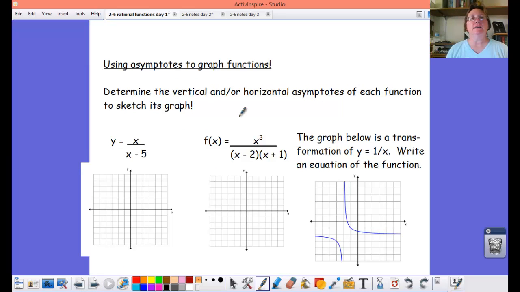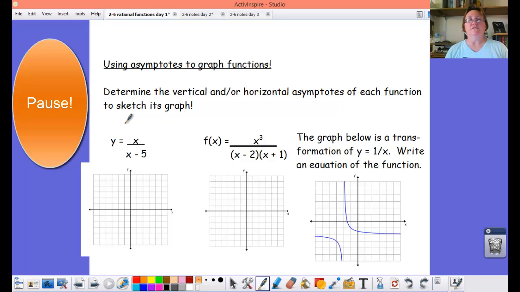One of our goals today is to use those asymptotes to help you graph functions. So we're going to ask you to take a look at, first of all, this function. There are 1, 2, 3 questions here. Find the vertical and/or horizontal asymptotes and then sketch the graph. Alright, I'm going to have you pause the video. I want you to find the vertical and horizontal asymptotes if they exist.